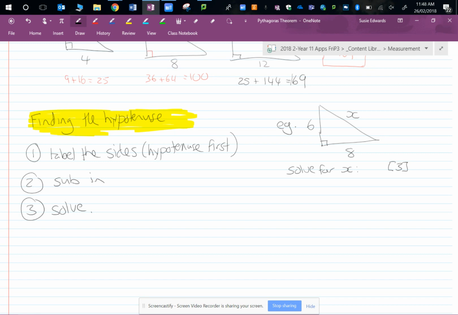So what am I going to do? Come on. Someone other than Jordan. It's very easy. The steps are there. They're on the board. What are we going to do? Label the sides, okay? So which one is C?